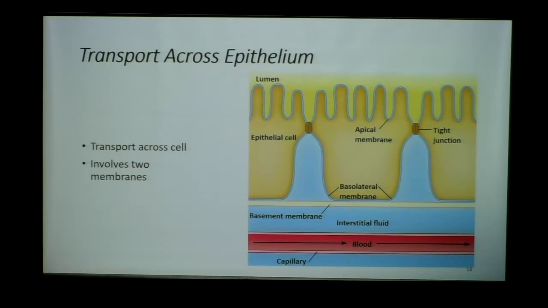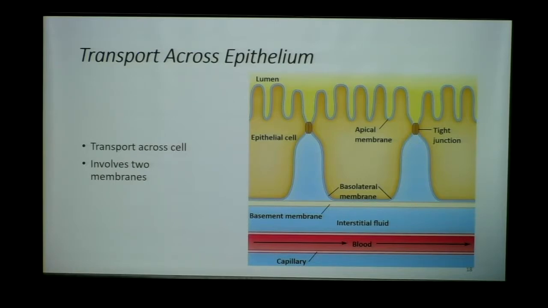Now, it involves two membranes. We speak about the actual epithelial membrane. When you look at epithelia, epithelia are nothing but a bunch of epithelial cells. So this is a single epithelial cell, and they sit next to each other, side by side, and they form that membrane. We also have an underlying membrane called the basement membrane. And then underneath the basement membrane, we have the underlying blood vessels.